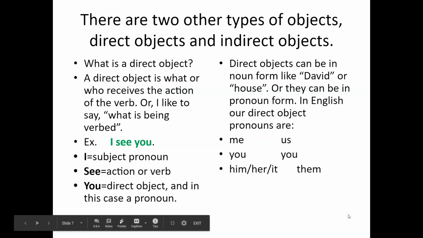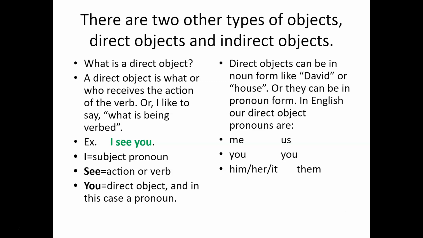So there are 2 other types of objects, and these are the ones that we really want to concentrate on, because these are the ones we're going to be using with our commands and in other sentences. We have direct objects and indirect objects. So what is a direct object? In any sentence that you have in English or in Spanish, a direct object is what or who receives the action of the verb. Or I like to say, ask yourself, what is being verbed?